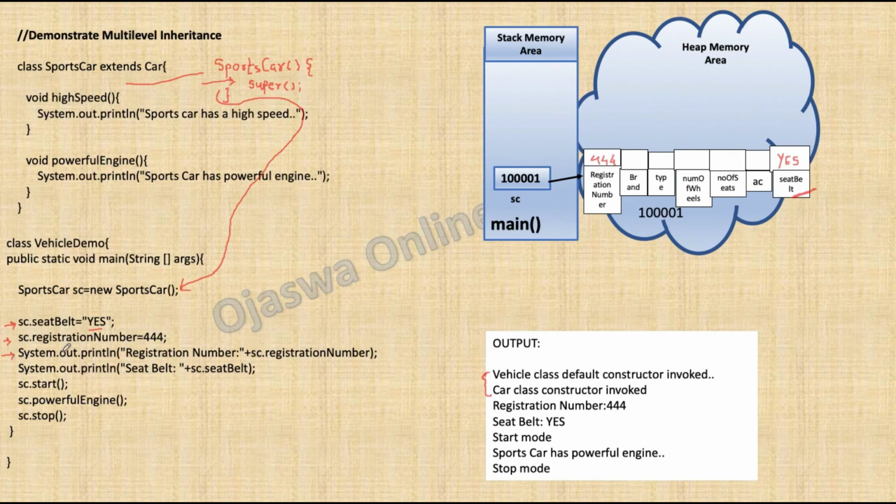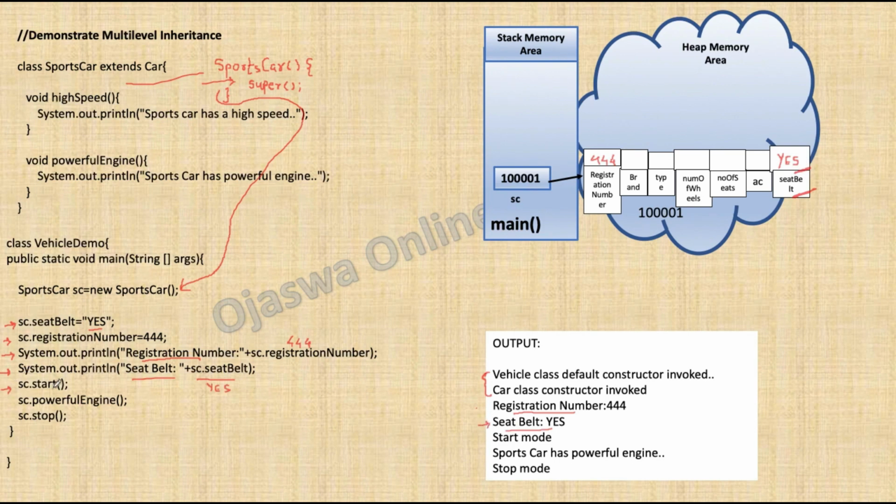Now the next statement is we are printing registration number and sc.registrationNumber. We are invoking the instance variable on object sc. This will retrieve value 444 and println method will print it to the console. So you get this output. The next statement is System.out.println seatbelt colon. This will be printed to the console, and sc.seatBelt will invoke value yes. So that will be printed to the console.